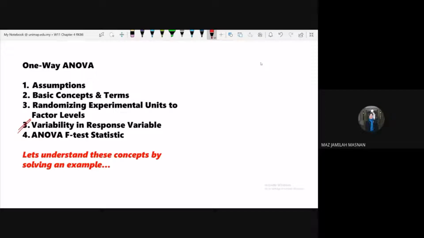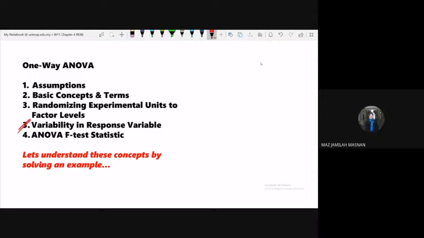We know that in hypothesis testing we would like to have evidence to support our claim. If we wish to reject the null hypothesis, we need to show that our population means are different, so we wish to have sufficient evidence to reject the claim. So it will depend on this particular discussion on variability in the response variable.